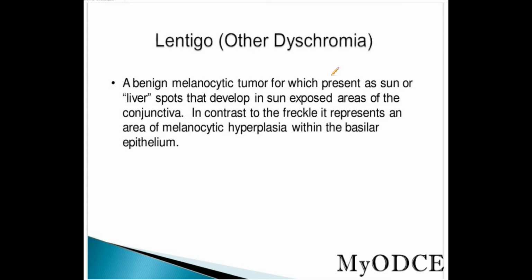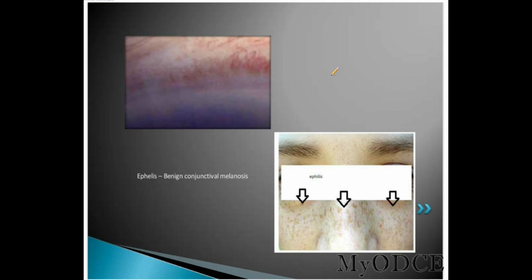Somebody asked a question: should people with normal conjunctival pigmentation be recommended to use sun protection? I think so. It makes sense, especially if you're concerned about pinguecula and pterygium progression.